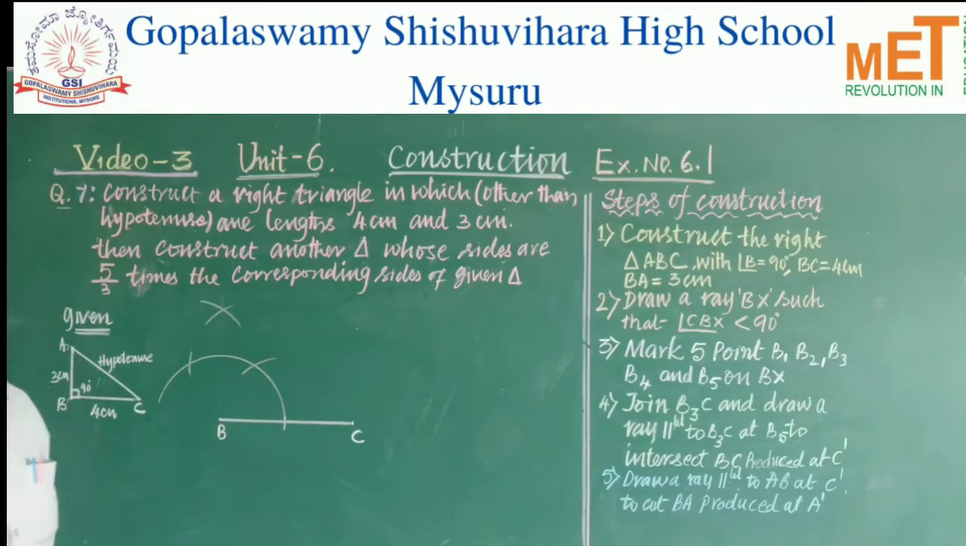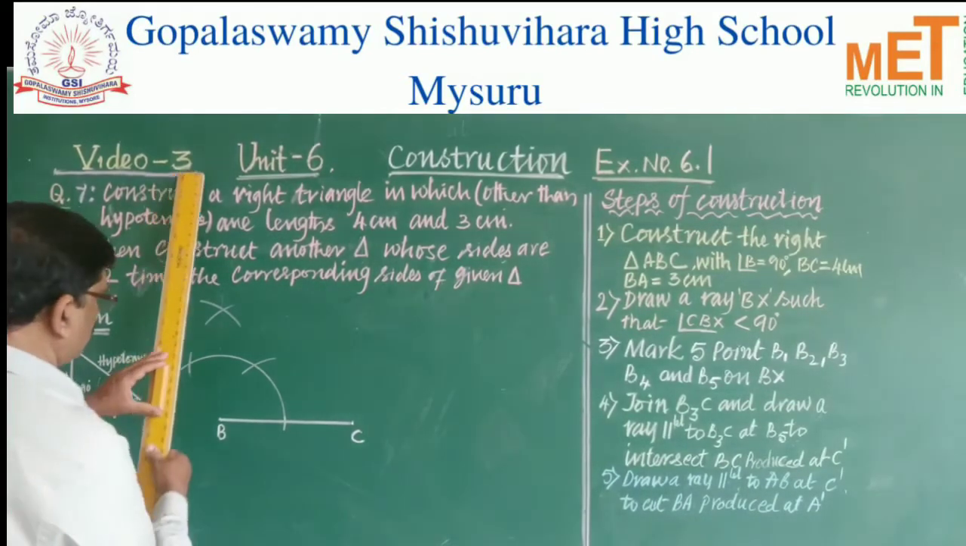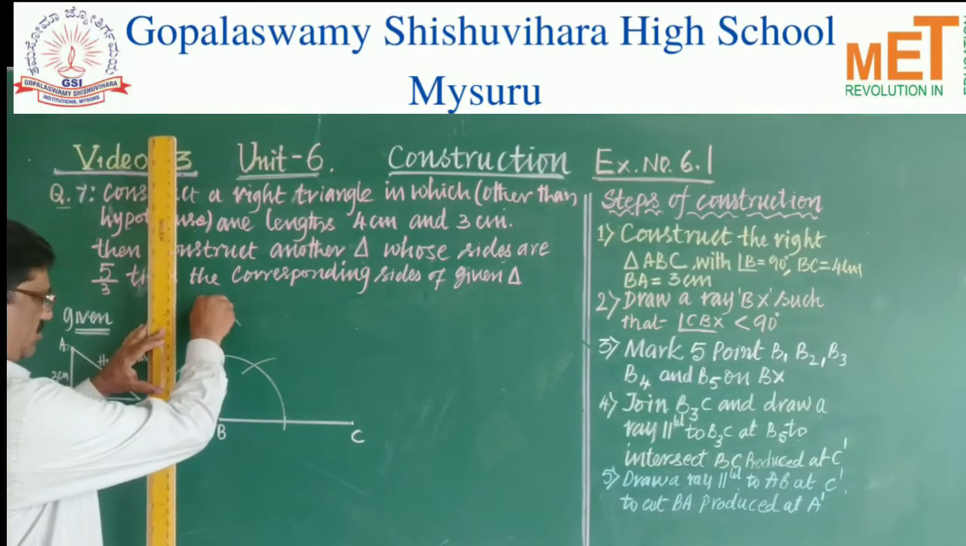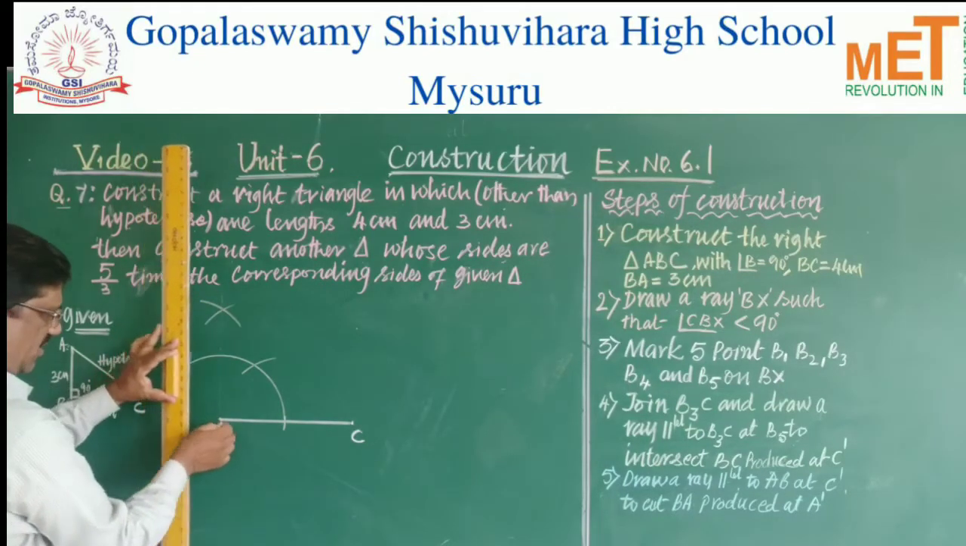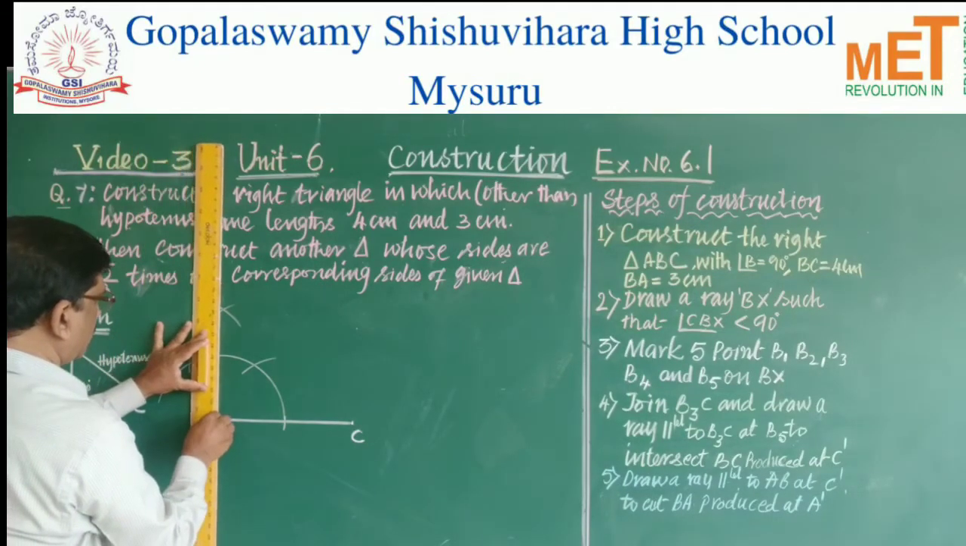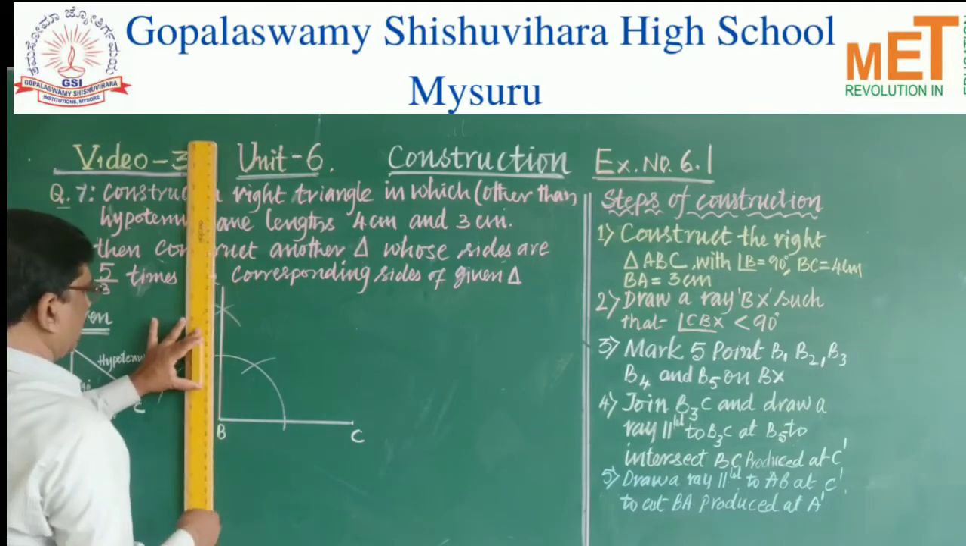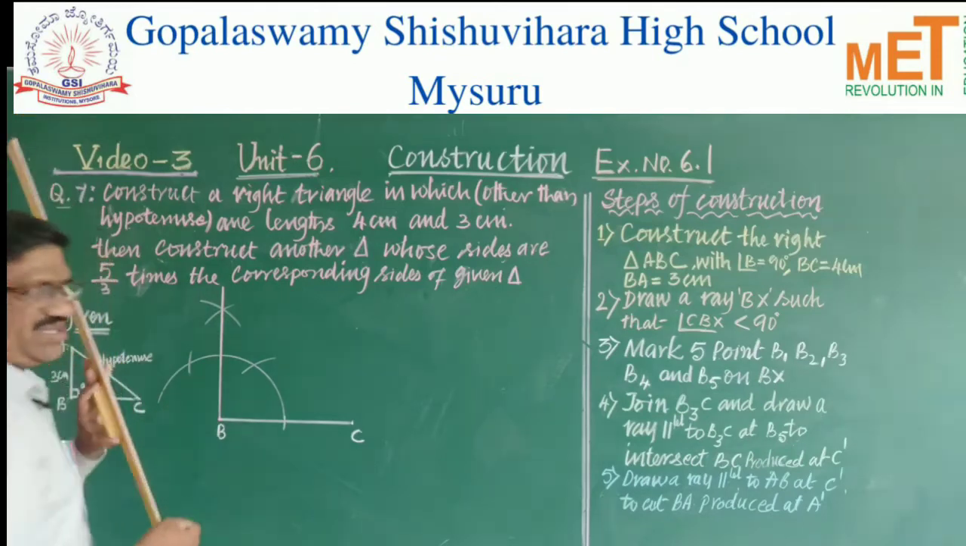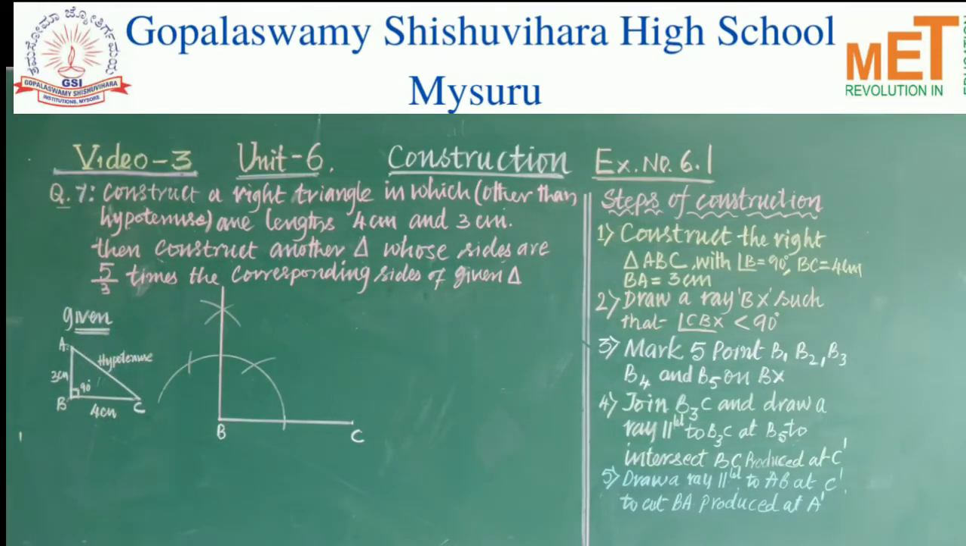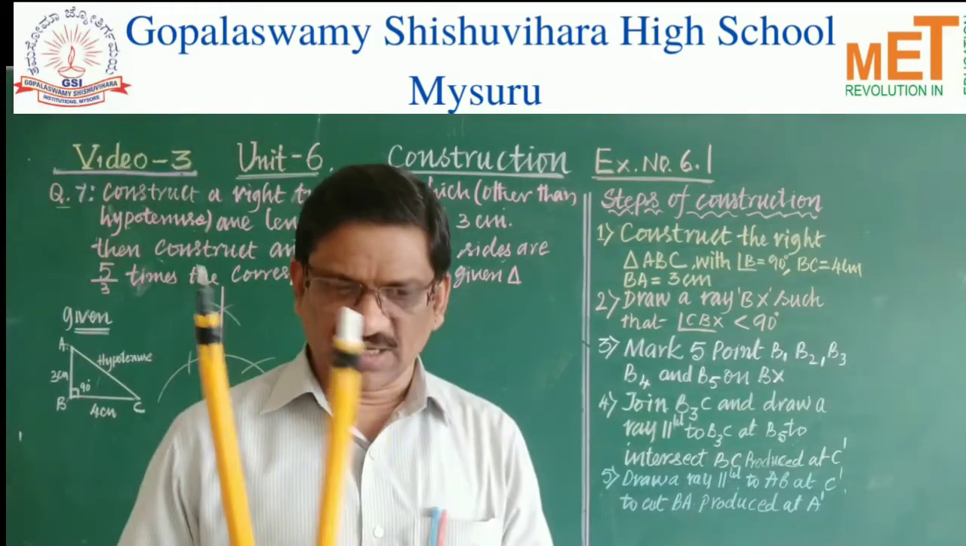Understood? After that, you join the point of intersection of the arcs with B. Okay. Now we have constructed a right angle at B. Now where that A comes somewhere here, isn't it? What is the length of AB? AB is equal to how much? 3 centimeter, taking radius 3 centimeter in the compass.